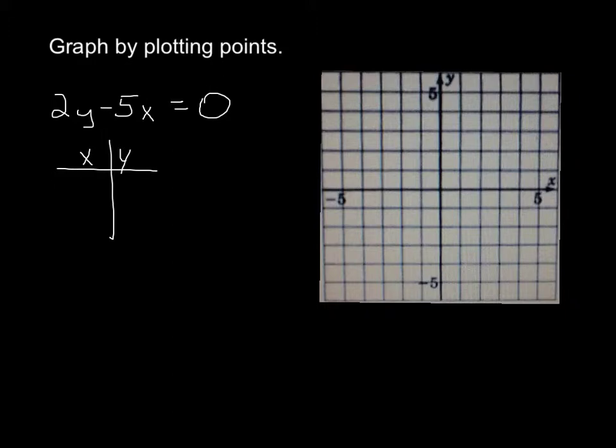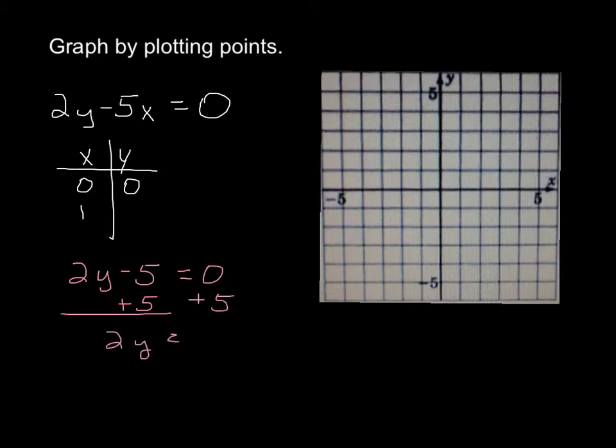So we can go ahead and write this. And then let's say if x is 1, what would y be? And so we'll write it in pink. 2y minus 5 times 1 is 5. So let's add 5 to both sides. And we get 2y equals 5, and then we'll divide both sides by 2, and y equals 5/2.